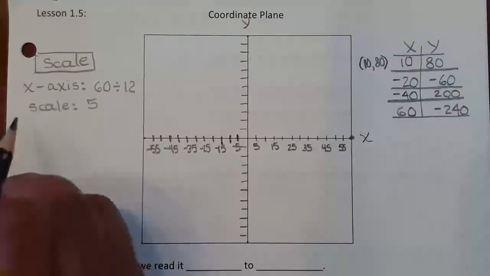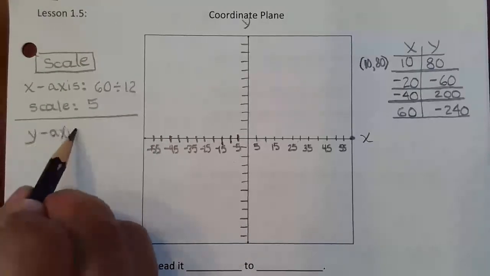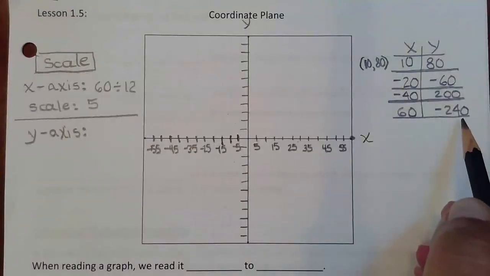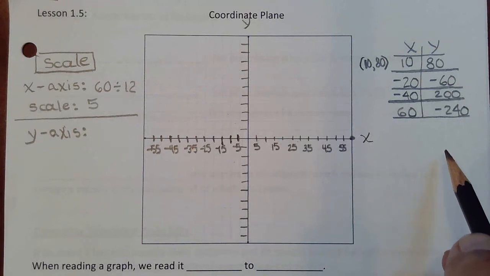Next thing, make a decision on your y-axis in the same manner. My numbers, let's see, you got to consider the positives and the negatives. On my positives, I'm going as high as 80. On my negatives, I'm going all the way to 240. That means I need to have little grid marks that have numbers all the way to 240.